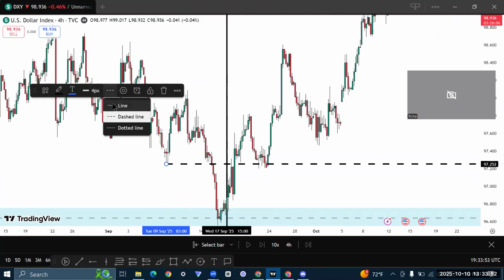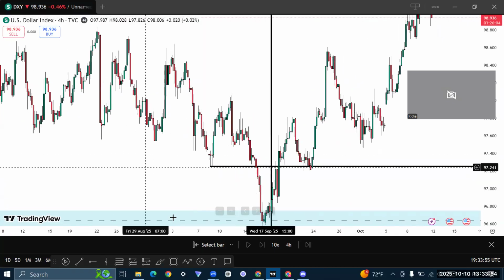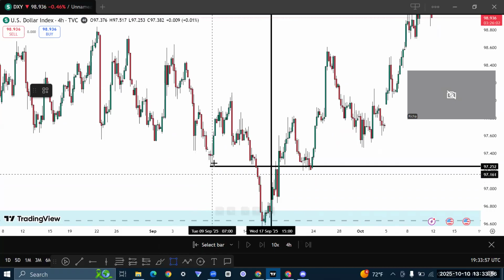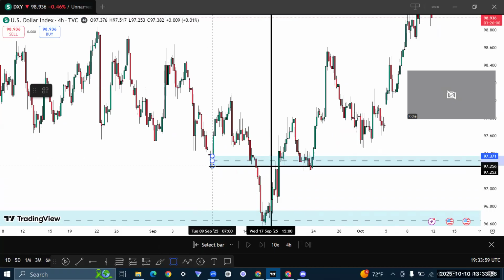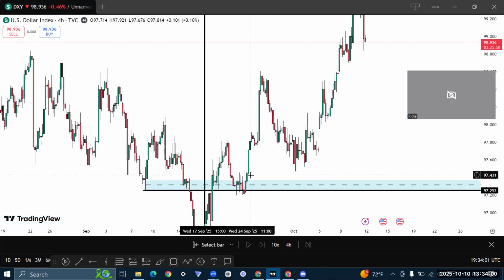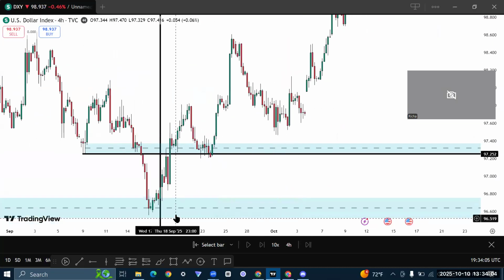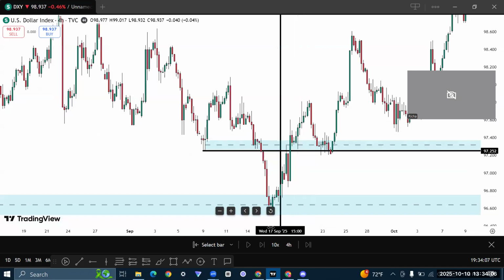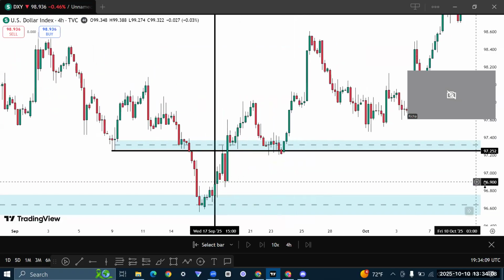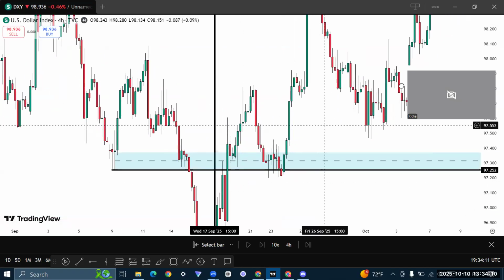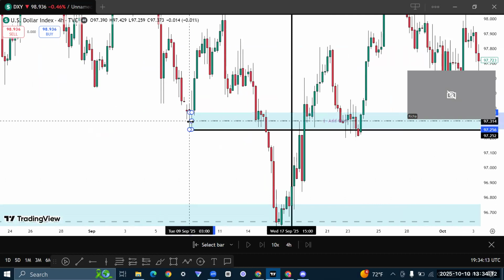I would just draw it out like this, and be like, okay, that's a pivotal zone. From this point, because you put it on a wick, it looks more precise than just drawing the mean line, you know what I mean?